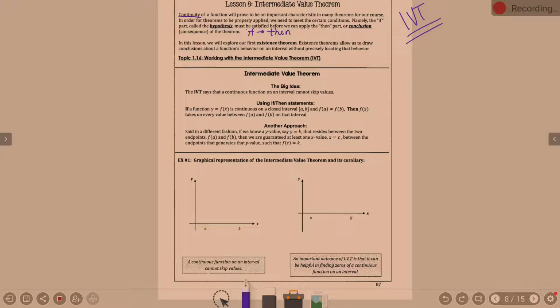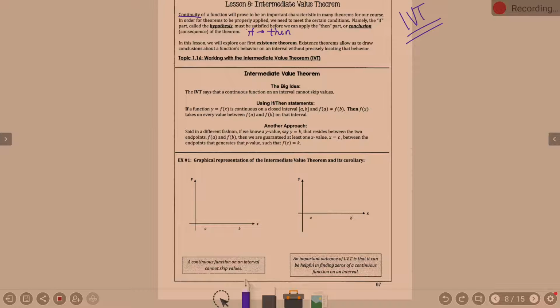So intermediate value theorem. The IVT says that a continuous function on an interval cannot skip values. So if I use my words first, if a function is continuous, meaning I start drawing it, there's no holes, there's no breaks, there's no discontinuities of any sort, right? If I'm on a certain specific interval and I draw my graph, then what it's saying is that every value in that interval will be used. There will be a value that exists at every point in that interval. And I'll explain that a little bit more here.